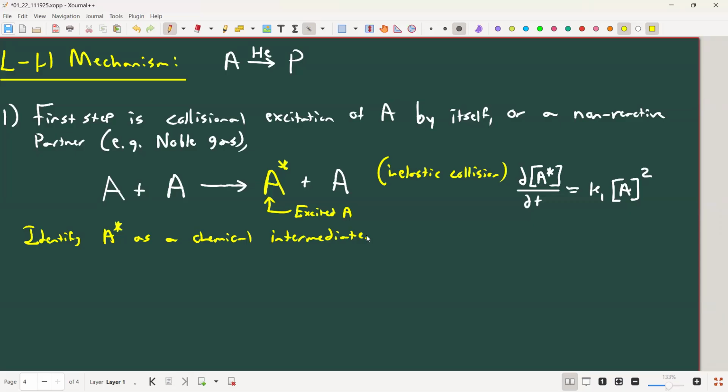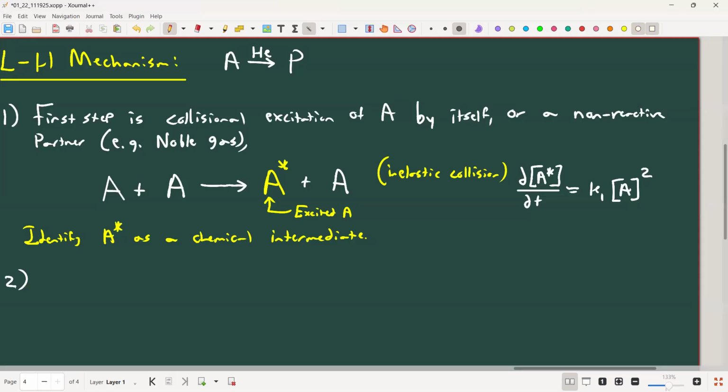It's just some intermediate state that may exist for a long time. It may not. Actually consider that. How long does A star last? So what can A star do? We're now in an intermediate step. We haven't gone just A to P. We've taken A and converted it into some intermediate. What can A star do? Well, there's 2 options. One is we can just go backwards. We should always consider that because of microscopic reversibility, the backwards process is just as likely as the forward process.